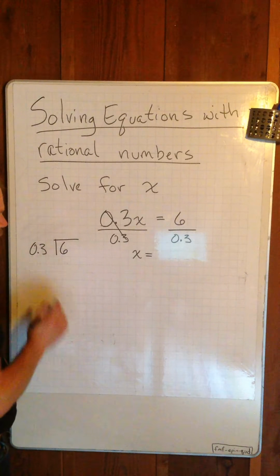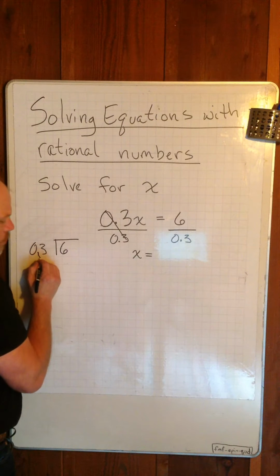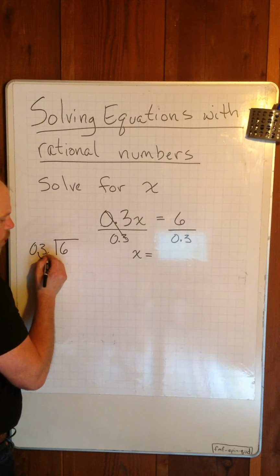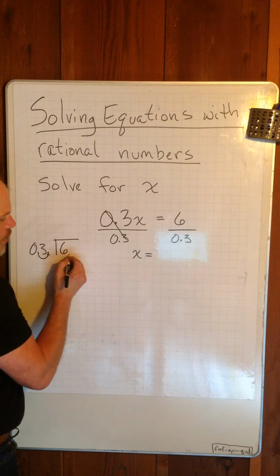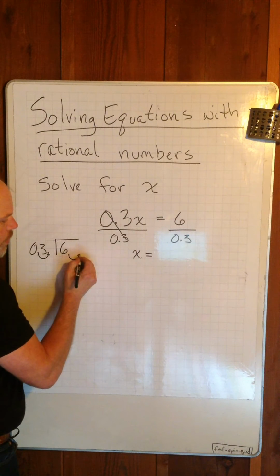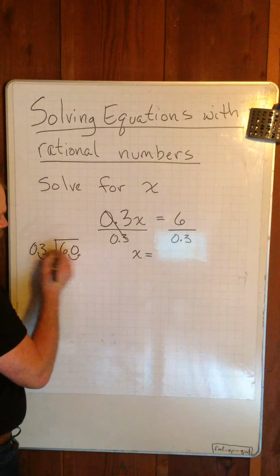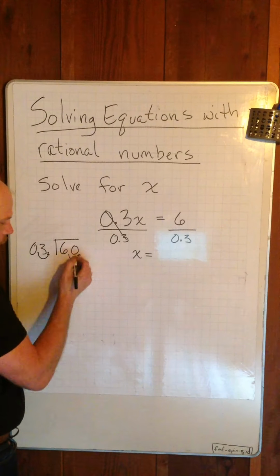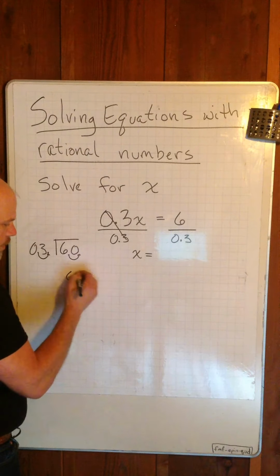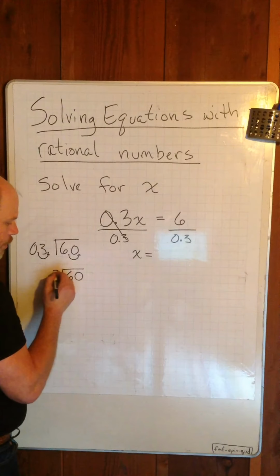I'm going to multiply everything by 10, and I'm going to do it by moving the decimal place over one place in each of these numbers. And so I end up with 60 divided by 3. Okay, so I'm going to rewrite that here. That's 60 divided by 3.